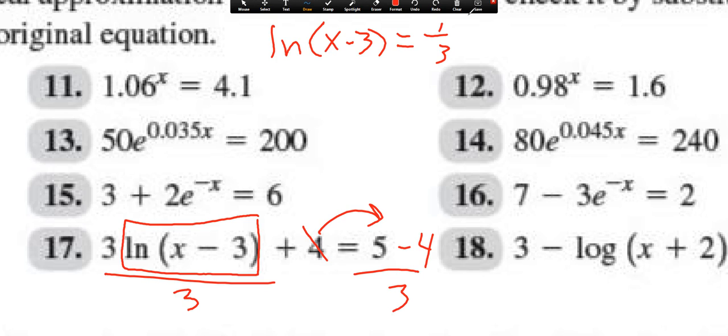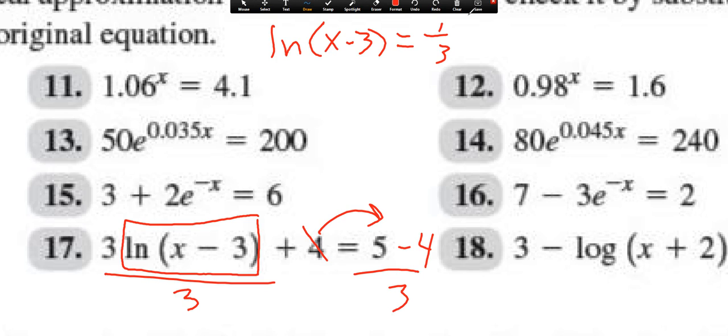Now what? Do not ever say divide by natural log. Oh my goodness, that hurts. Definitely don't do that. Do you distribute it? Nope. There is no distributive property, so we cannot be doing that.